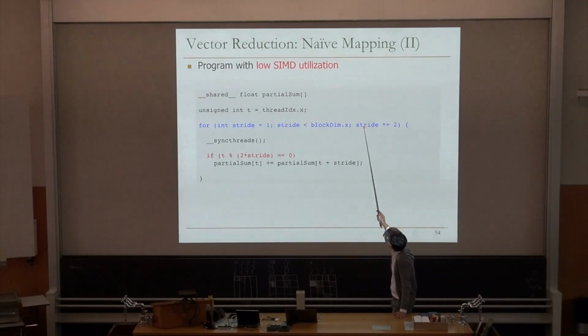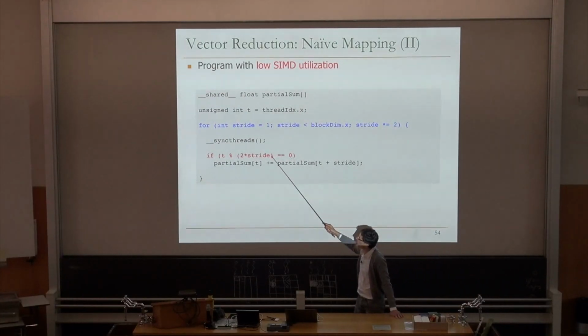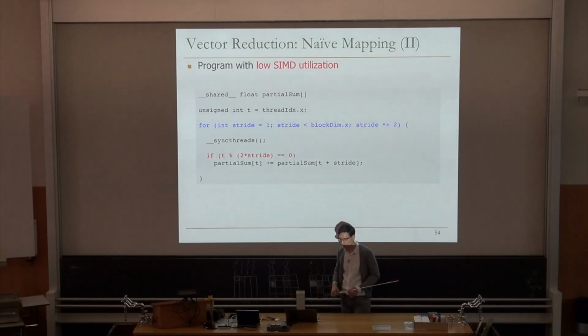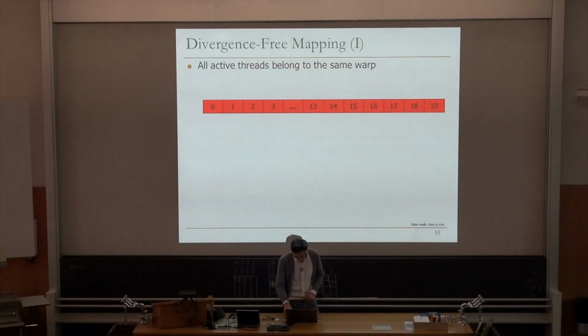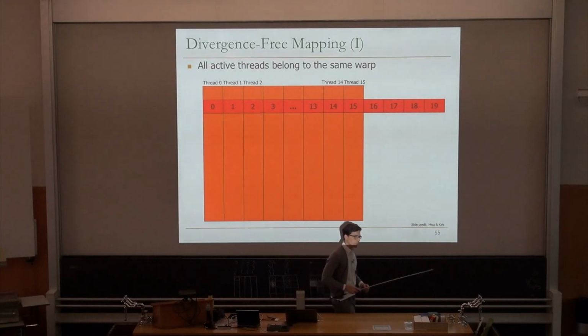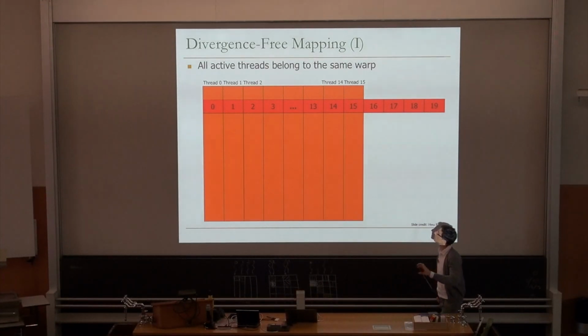So here, every time that we double the stride, half of the threads of the warp are retiring, getting idle, and they won't execute more. So the problem is low SIMD utilization in every single iteration. A lot of the compute units, or vector lanes, are getting unused. What can we do? Remapping the computation in a way that the threads that are active are always consecutive.